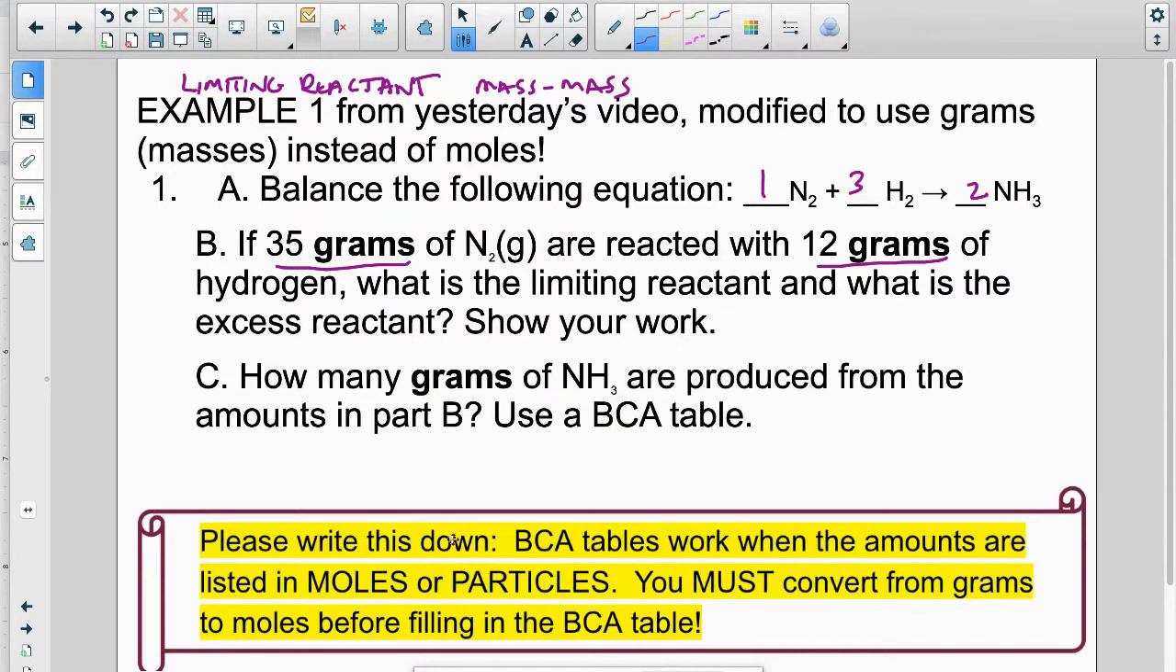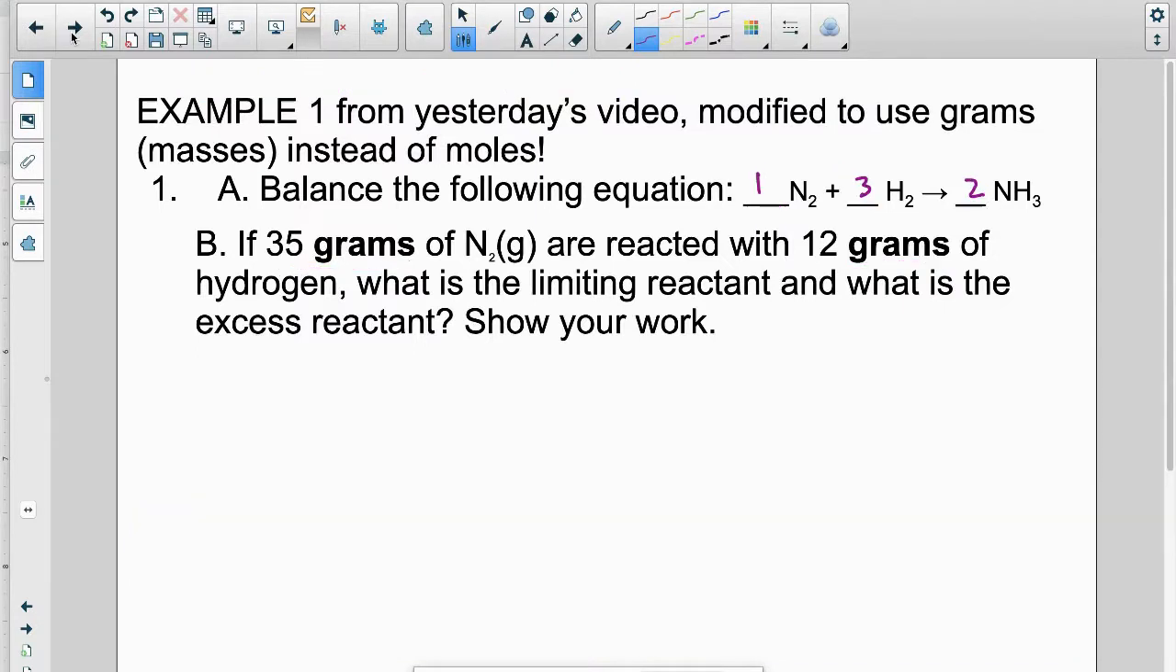Now, before we go on and do this problem, we're going to emphasize right now that the BCA table works for moles only, or particles, but we're not dealing with particles right now. Our BCA tables will be filled in with moles because these numbers in the balanced reaction represent the ratio for moles or particles. These are the mole ratios. So we have to put moles in our BCA table. So let's see how this plays out.